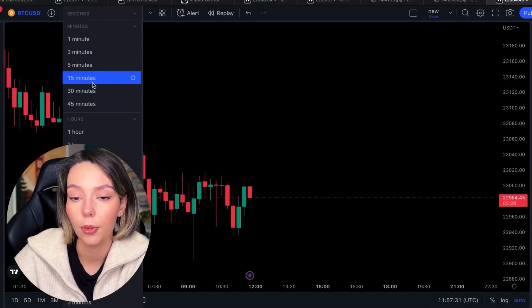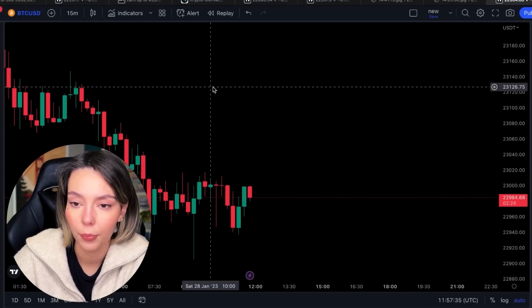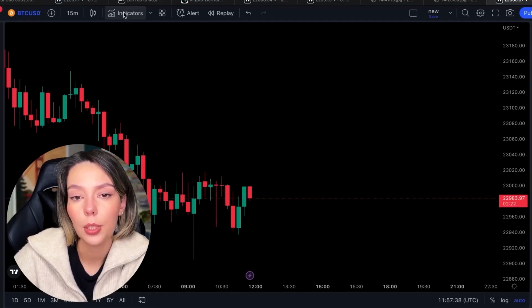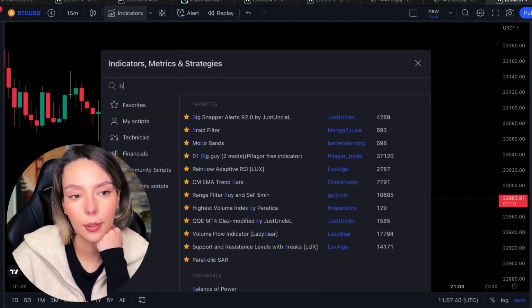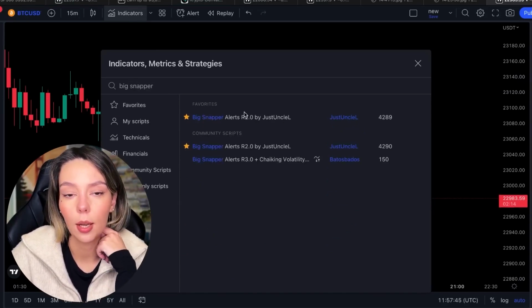This strategy works on all time frames, but in order to get the best results, I recommend that you use this strategy in a 15 minutes time frame. Let's proceed with the indicators. The indicator that I'm going to use is the Big Snapper created by Just Uncle.